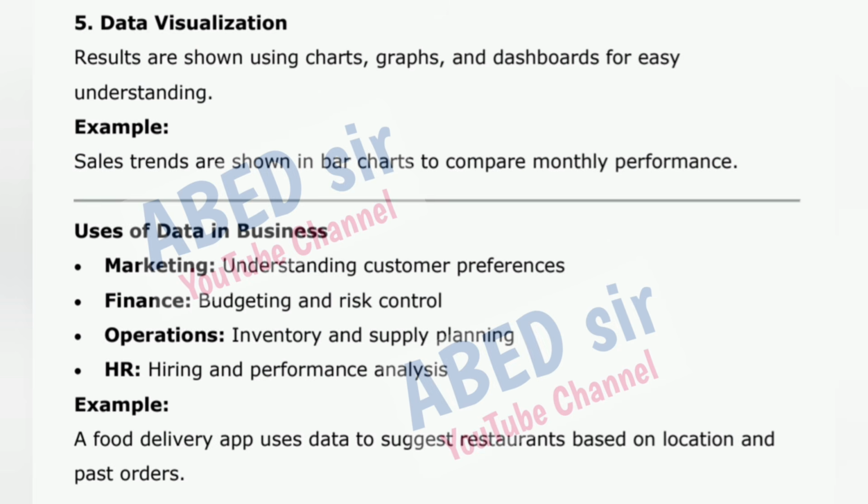5. Data visualization. Results are shown using charts, graphs, and dashboards for easy understanding. Example: sales trends are shown in bar charts to compare monthly performance. Uses of data in business. Marketing, understanding customer preferences. Finance, budgeting and risk control. Operations, inventory and supply planning. HR, hiring and performance analysis. Example: a food delivery app uses data to suggest restaurants based on location and past orders.